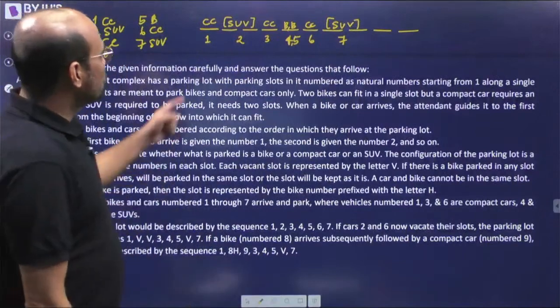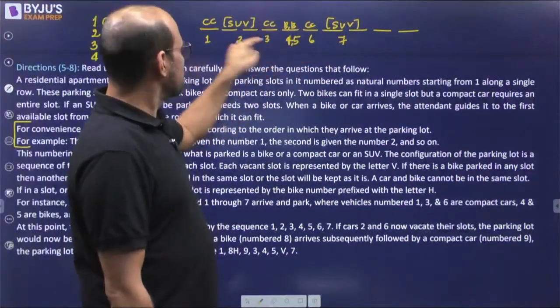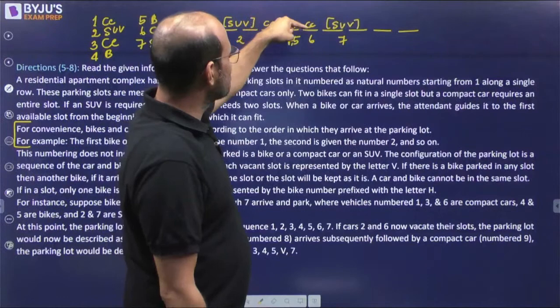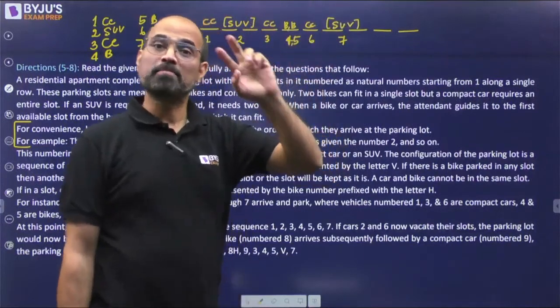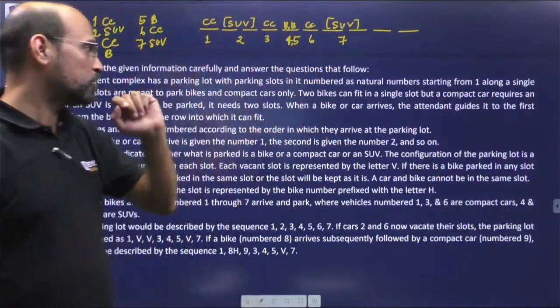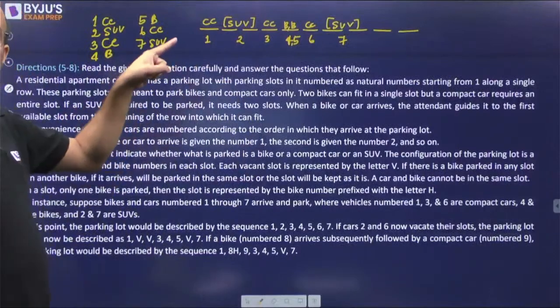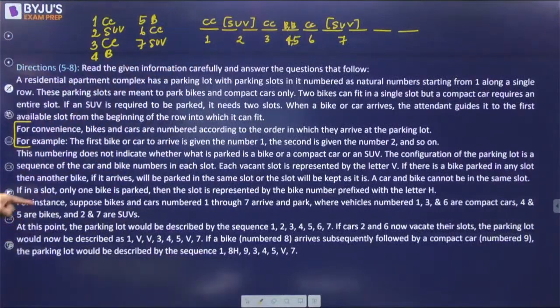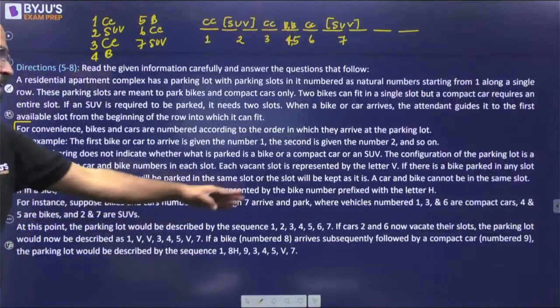So अगर आप count करोगे, coincidentally there are 7 tokens issued and there are 1, 2, 3, 4, 5, 6, 7, 8. 8 spaces taken because SUVs take 2 parking spots. Right? I hope this is clear, it's visible. Right. Now at this point, the parking lot would be described like this.